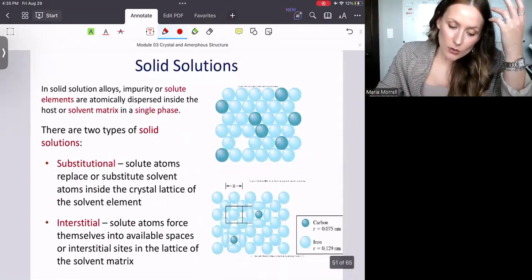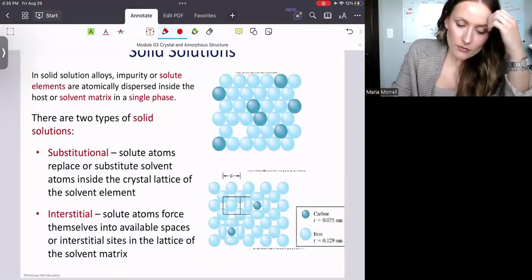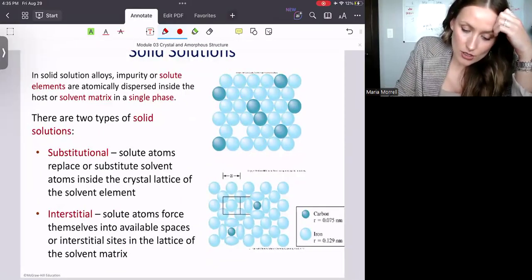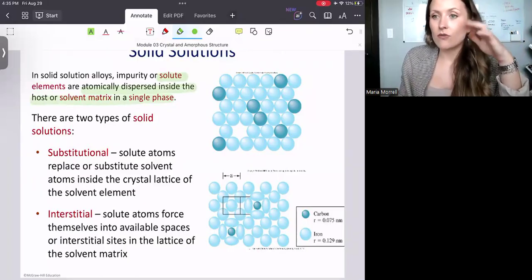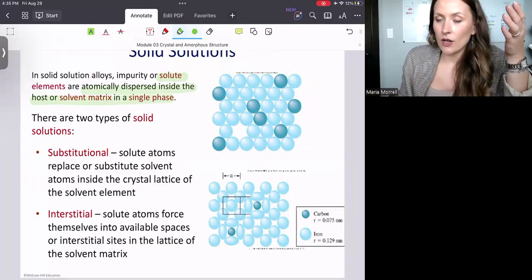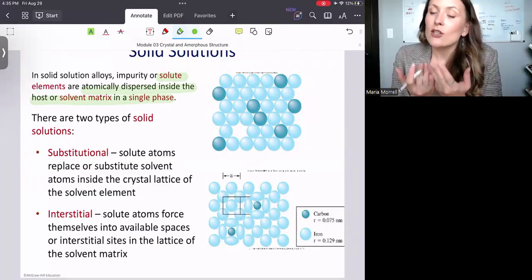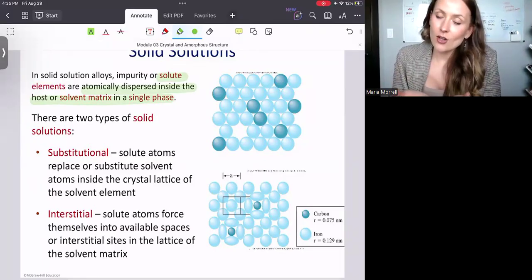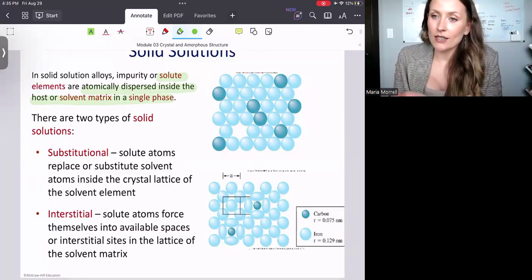Now, solid solutions, okay? In solid solutions, the impurity, or we also call it a solute, is atomically dispersed inside the host in a single phase, just like we've seen in the picture, right? So if you look at it, you wouldn't be able to tell that that's not a pure metal, right?